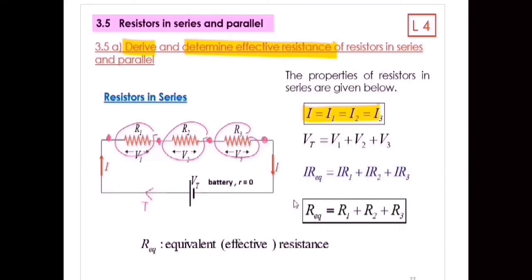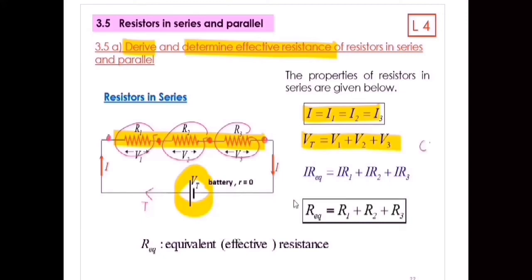The current is equal at any point. The same current flows through each point because the resistors are connected in series. However, the voltage across the terminal here would be equal to the voltage across all three resistors. So that's why we have terminal voltage equals V1 plus V2 plus V3.